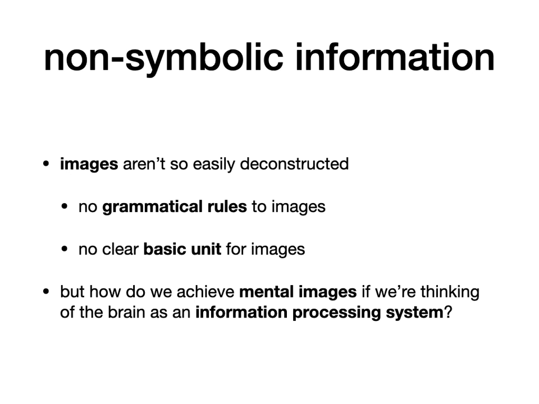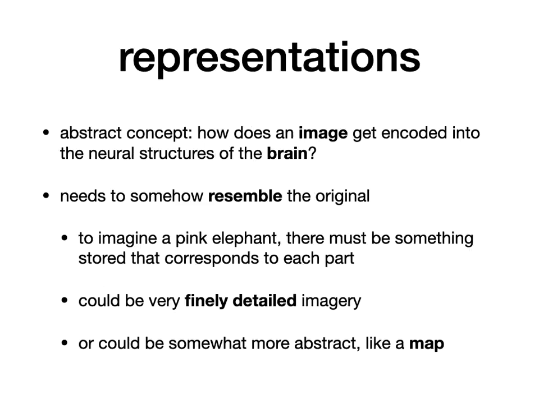That's wild. We don't think about this in terms of it being a crazy thing that we can do, but we can do it. So, if we're thinking about the brain as an information processing system, how do we do this? How do we keep track of mental images? And that has to do with representation. So, an abstract concept. The idea of representations is generally quite abstract. How does an image get encoded into the neural structures of the brain?